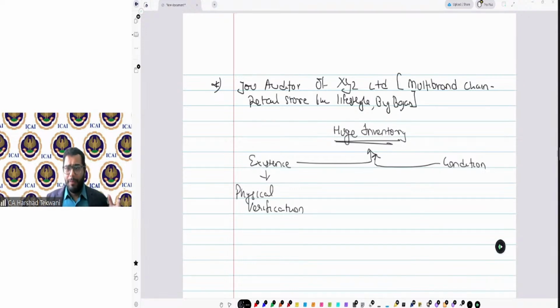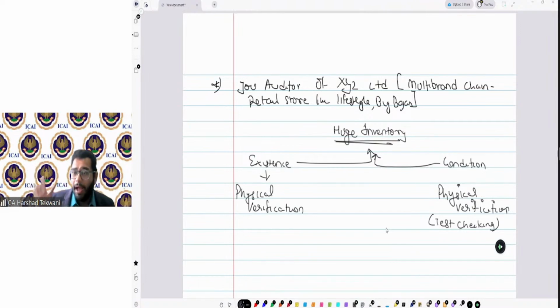And if I give you a simple one-liner answer, it is again physical verification. So I will perform physical verification for condition and existence both. Okay. Test checking. Very good. And physical verification will do the test check. Very good, Gio. So when I talk about existence and the condition of the inventory, I'm talking about physical verification of the inventory.